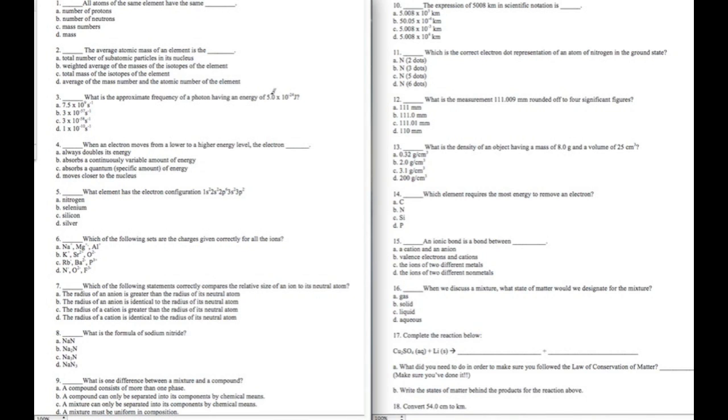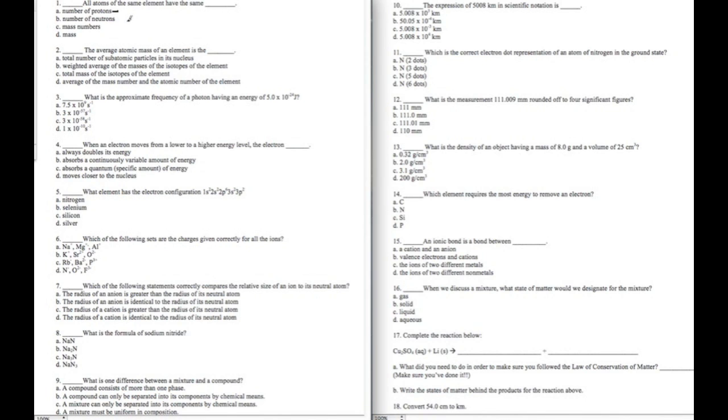That's perfectly fine. Okay, so I'm going to start with number 1, which states, all atoms of the same element have the same blank. Okay, so let's look at these options. Same number of protons. Well, that's a viable option because yes, all atoms of the same element do have a specific number of protons. That defines what type of element you have. So I'm going to leave that as an option.